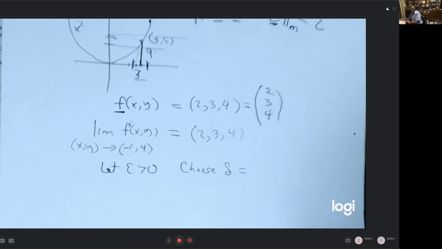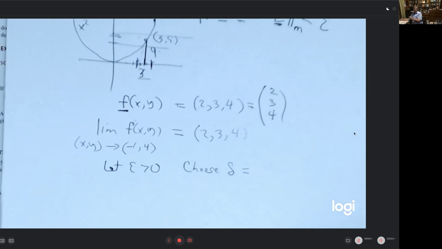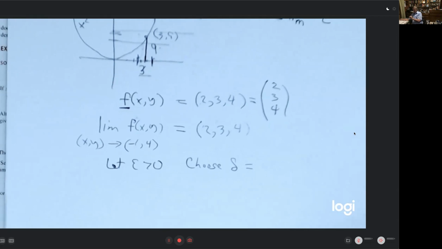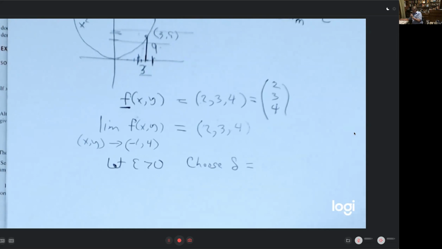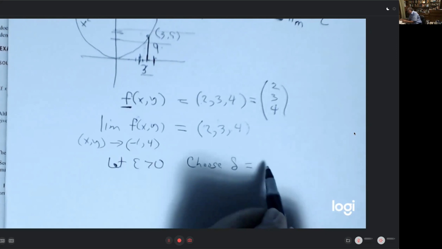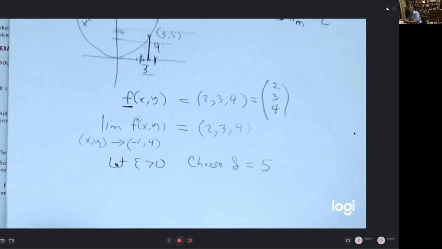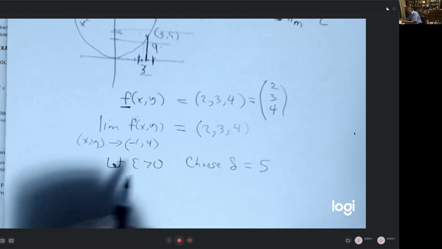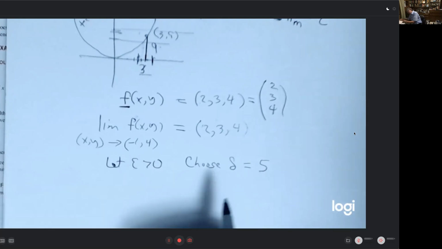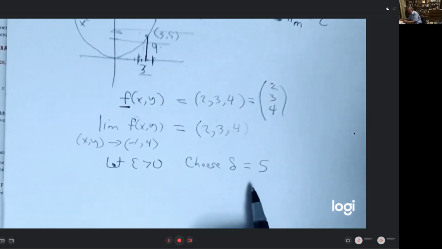Now, the problem with this particular function is it's so easy that it's hard. Meaning, you always have to worry about how you pick the delta. But this is such an easy function, I'm going to pick the delta to be 5. I'm just making that up, because we're going to find out it doesn't matter what you pick. Okay? So I chose it. In other functions, I'm going to be more careful than this.